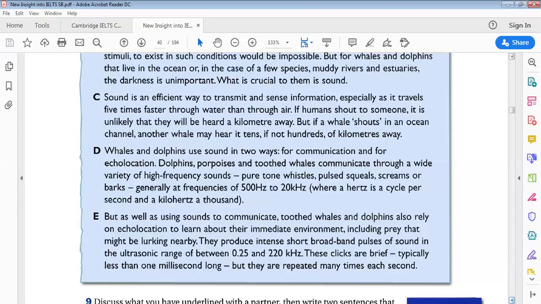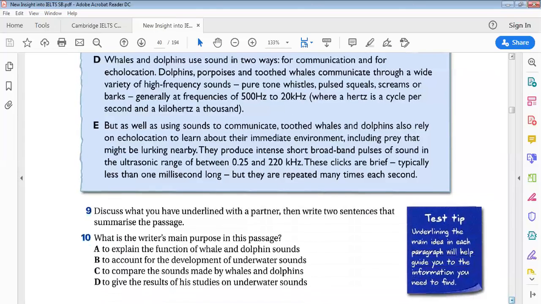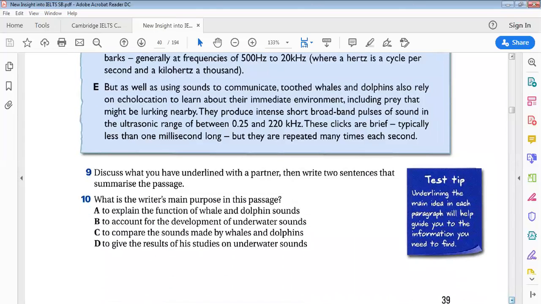Discuss what you have underlined with a partner, then write two sentences that summarize the passage. Not only humans communicate, but also animals such as whales and dolphins communicate in an efficient and fast manner.